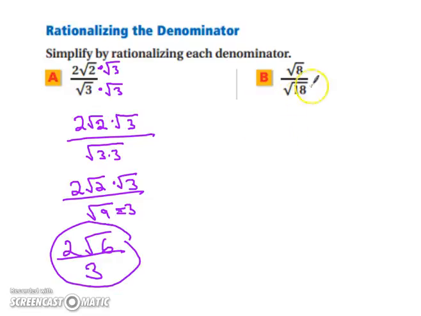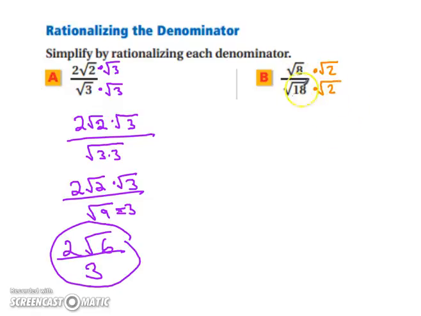Alright, take a moment and pause the video and try B. Alright, now that you've had a moment to try B, let's try it together. So we're going to multiply, in this case, both the numerator and the denominator by the square root of 2. You could have done the square root of 18 on the top and bottom, but you would have ended up having to do a little bit more math. But it wouldn't be the wrong answer in the end.